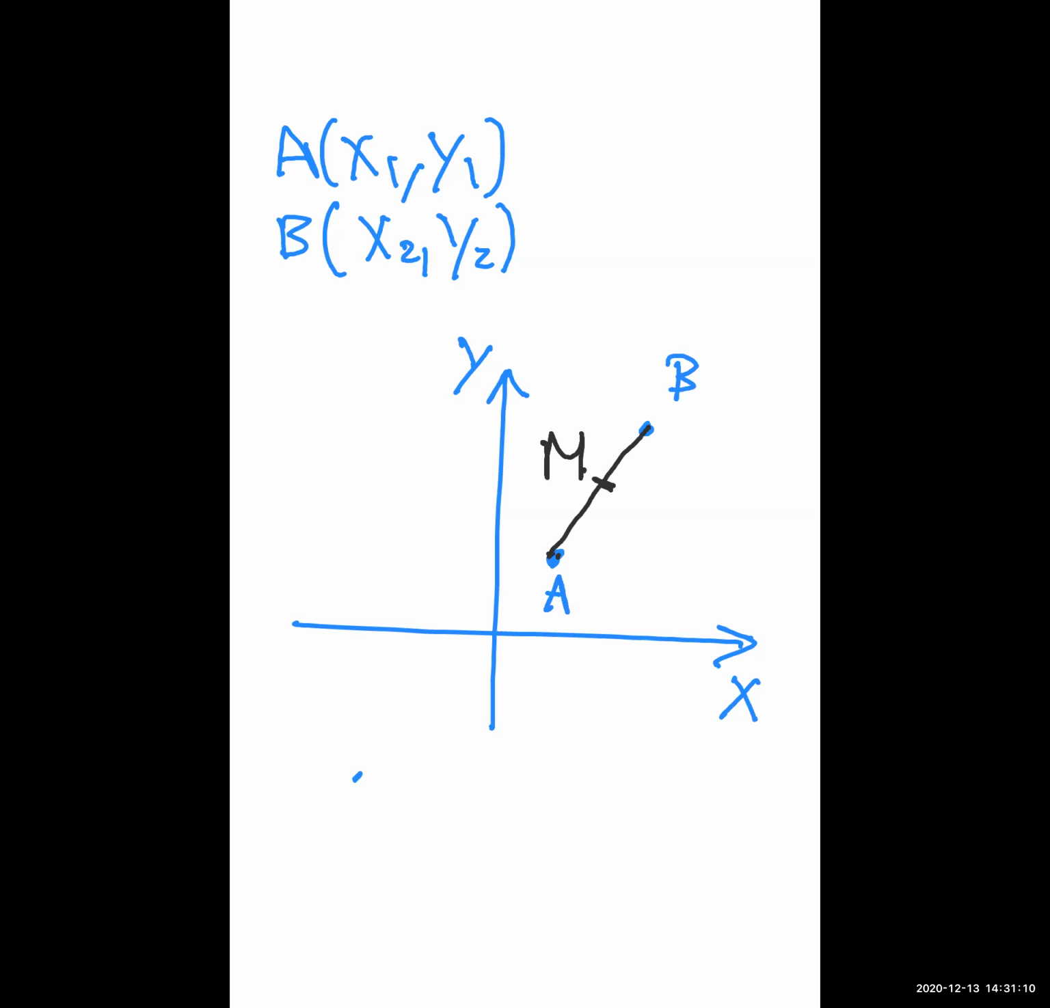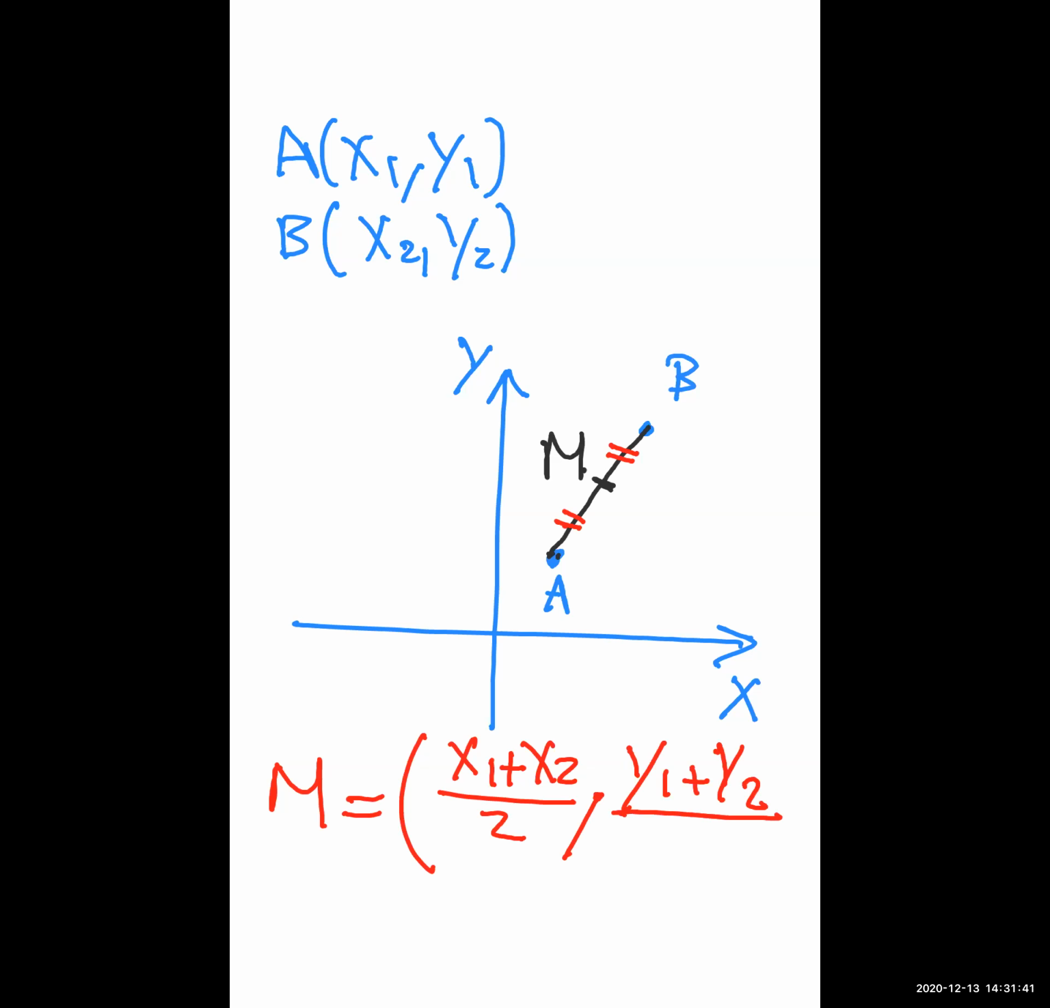Of course, the distance of AM, or the length of AM, will equal the length of BM. So the midpoint, guys, which is M, will have coordinates x1 plus x2 over 2 and y1 plus y2 over 2. Okay, so now are we clear till this point?